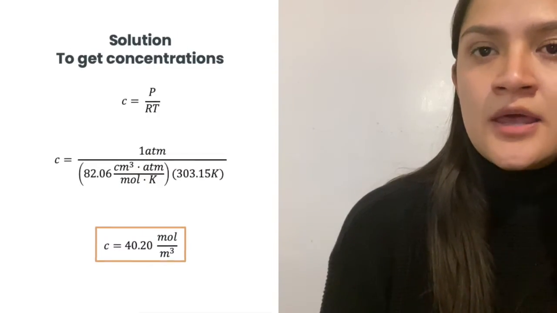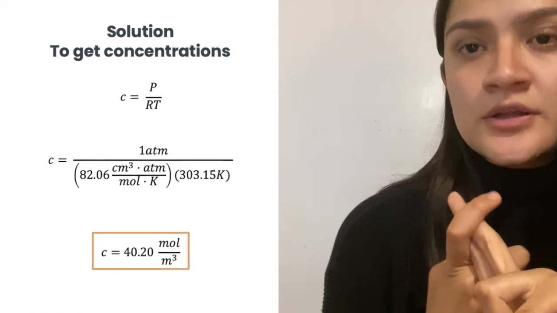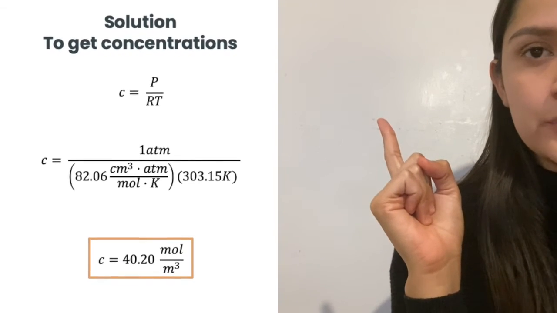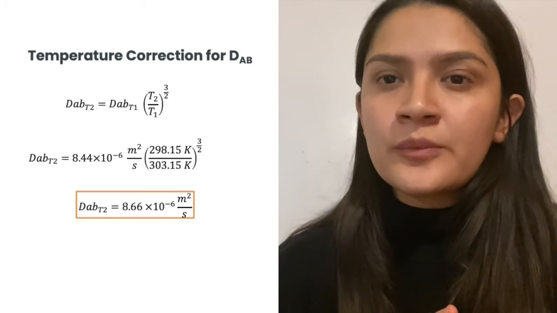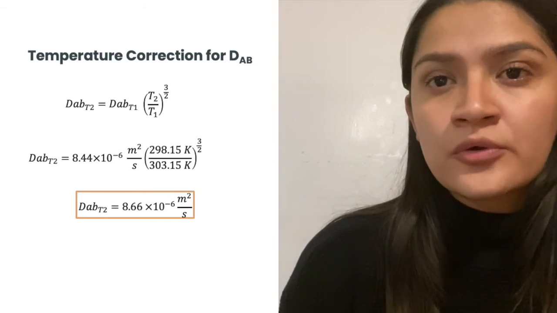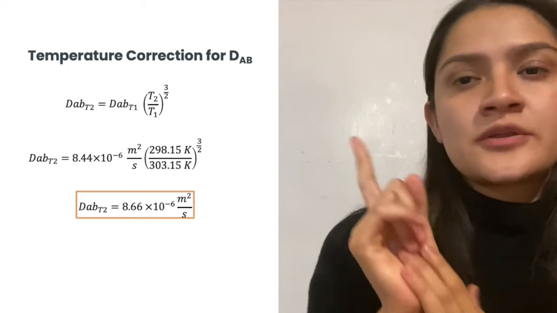First, we need to know the concentration, so we use the ideal gas law. We need to know the pressure, the gas constant, and the temperature, and they are going to appear here. Also, we need to know the diffusivity. We have a diffusivity that is at 298 Kelvin, but we need this diffusivity at 303.15 Kelvin. So we need to do a temperature correction for this diffusivity, and the formula is going to appear here.